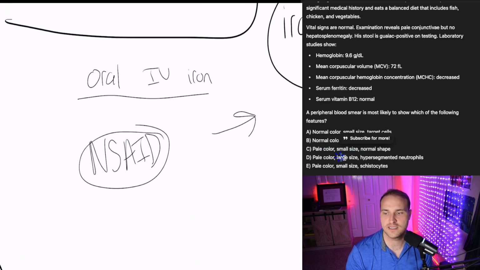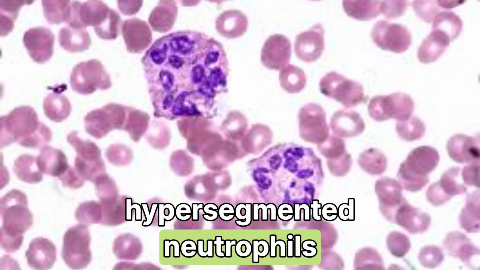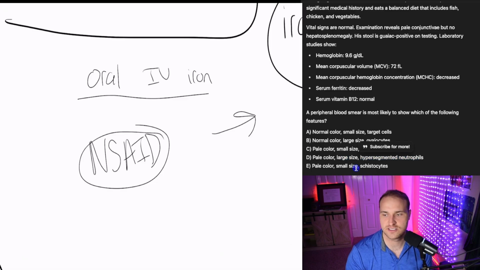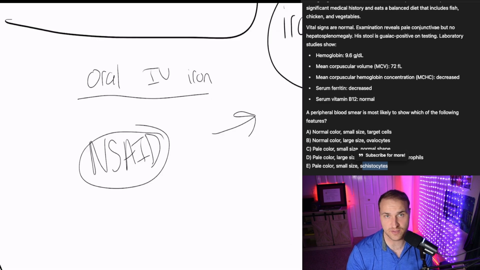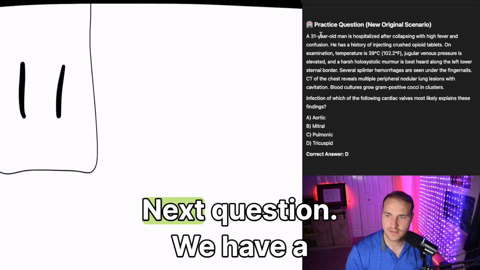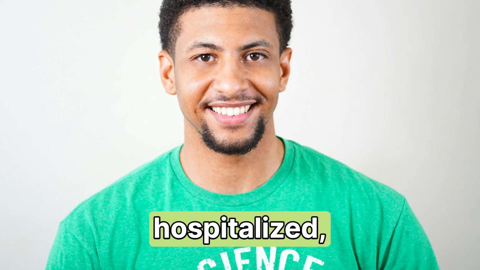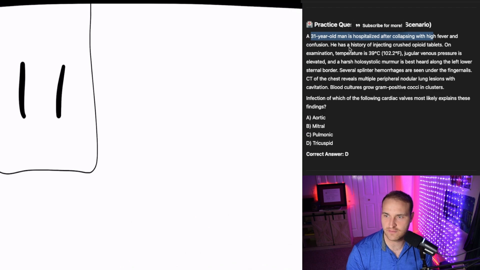And so hypersegmented neutrophils, that's seen in megaloblastic anemia. Schistocytes, that's going to be fragmented from microangiopathic processes. So marathon runner, ibuprofen daily for knee pain. Dude, you're going to be bleeding from your gut in no time. And so pale, small cells, just that blood loss, you're trying to compensate, but you don't have enough iron because you can't make it endogenously. And so that's the reason why. The answer is C.